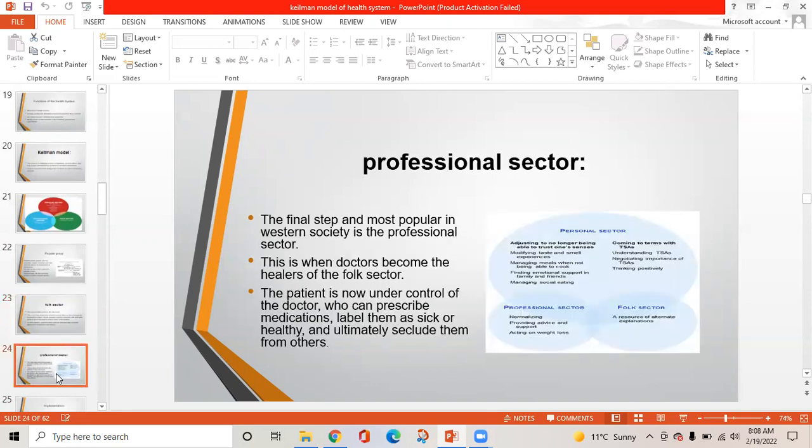The professional sector is the final step and the most popular in Western society. This is when doctors become the healer in place of the folk sector. The patient is now under the control of the doctor, who can prescribe medication, label them as sick or healthy, and ultimately seclude them from others.